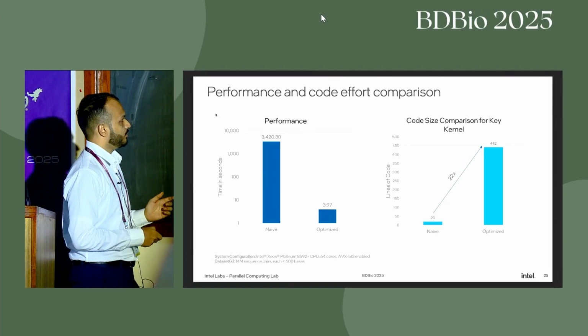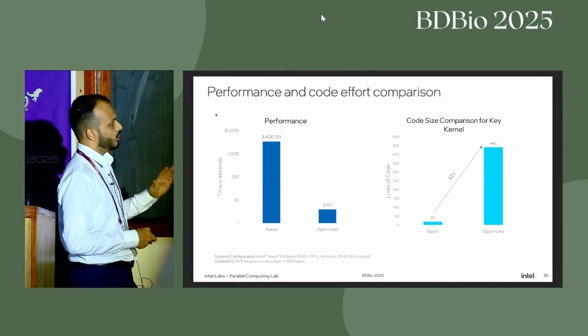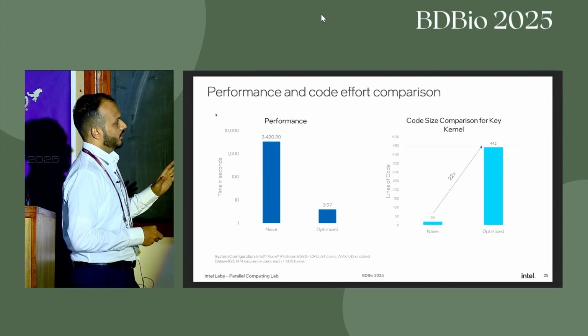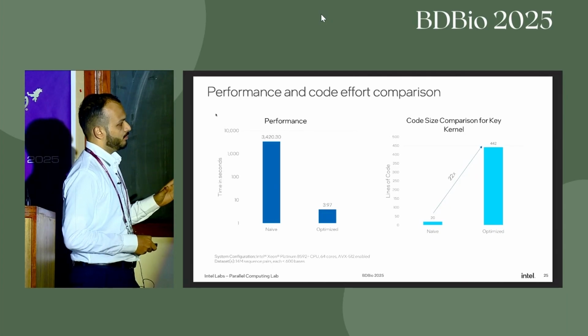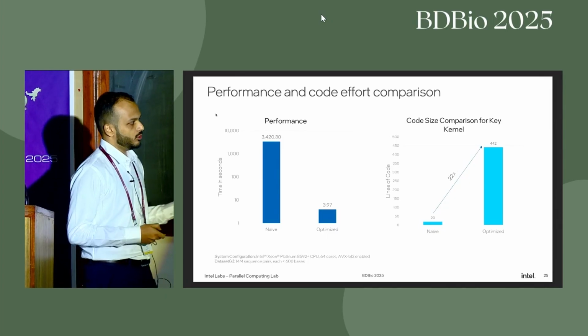So this is the naive code, the simple code that we had written, and for a certain data set, it took around an hour to complete. For the same data set, with the optimized code, we were able to complete in just 4 seconds. However, there is a lot of coding effort that goes into it.